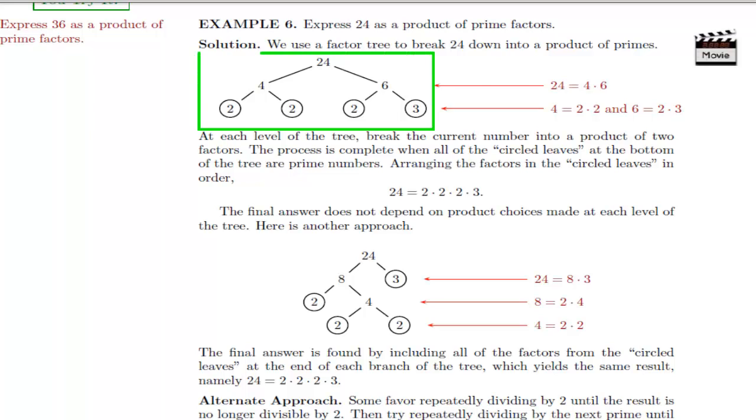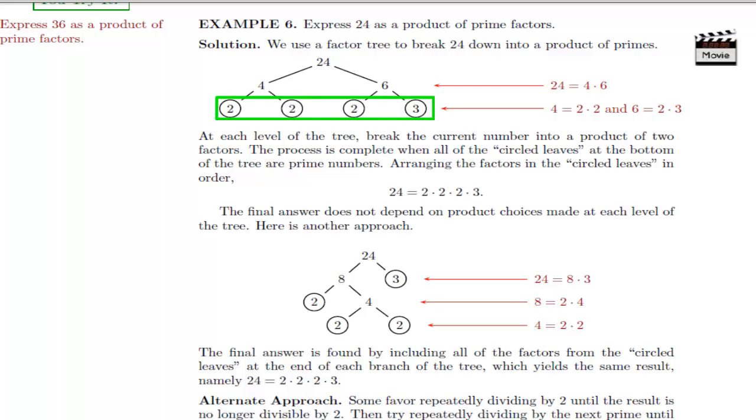At each level of the tree, break the current number into a product of two factors. The process is complete when all of the circled leaves at the bottom of the tree are prime numbers. Arranging the factors in the circled leaves in order, 24 equals 2 times 2 times 2 times 3. The final answer does not depend on product choices made at each level of the tree.